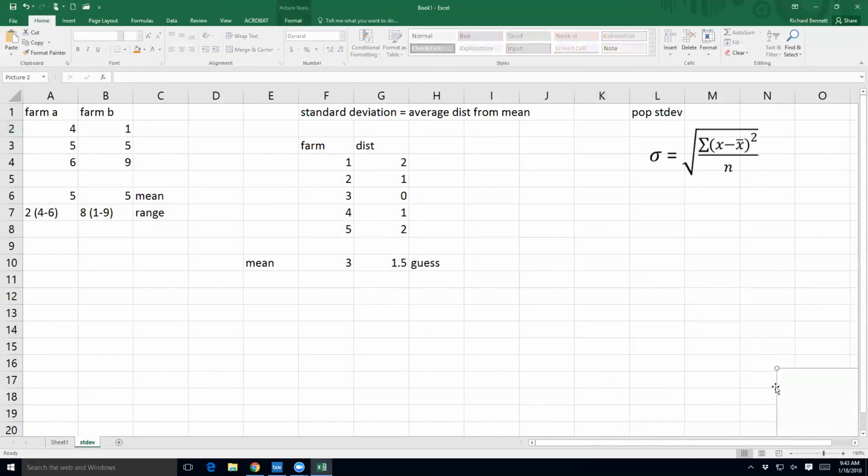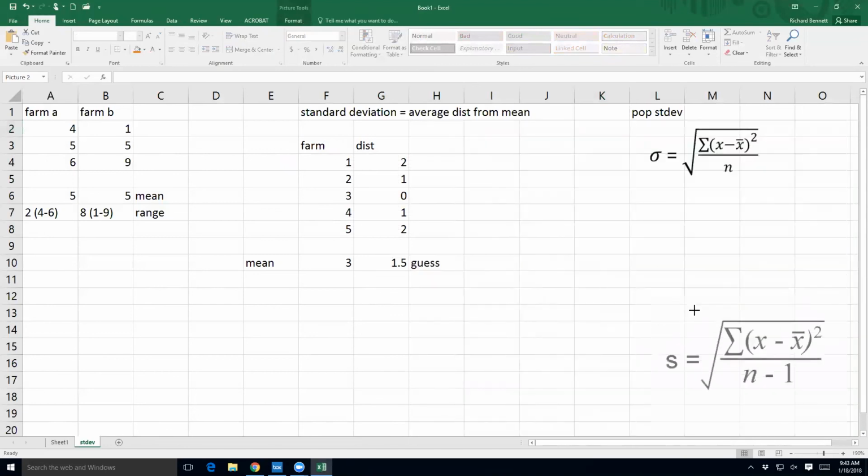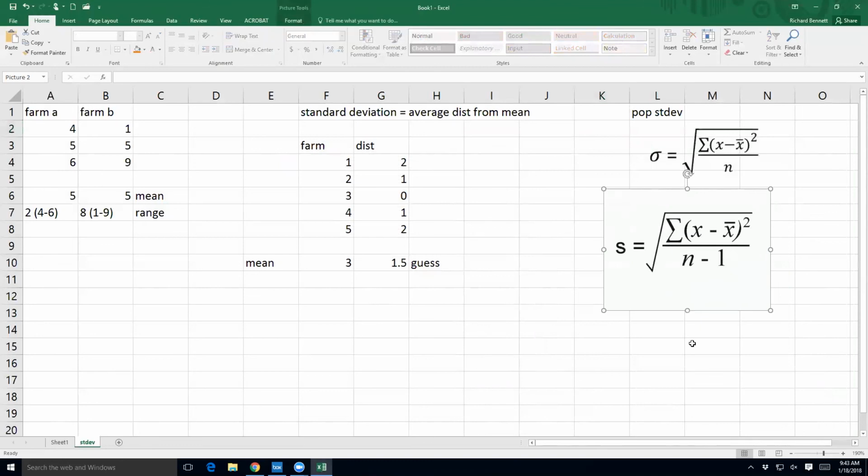When I paste it here, it's going to be gigantic. I've got to resize it here. But as I do, the question is, which formula do you use? The answer is, it depends on whether you're using a sample or a population. Most of the time we're dealing with samples, so you're going to use the S formula, the bottom formula. But there are times when you're using a population, and so you'll want to use the top formula.